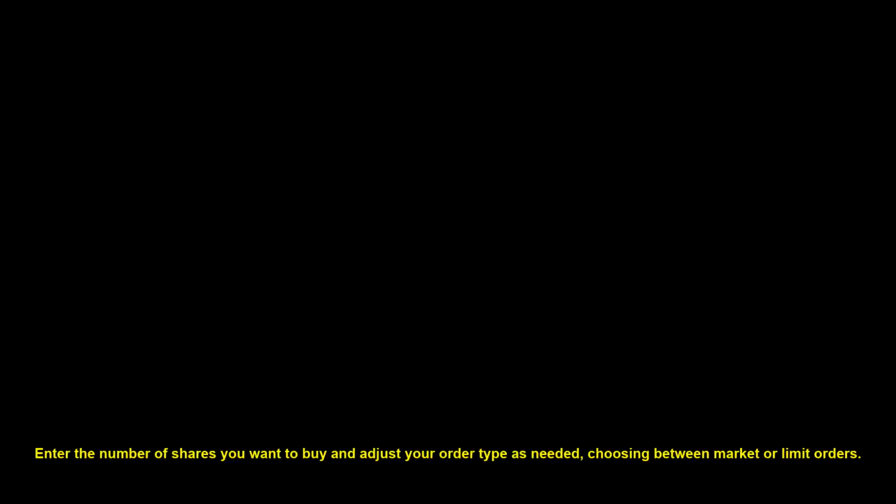Select Buy and input the ticker symbol of the stock you wish to purchase. Enter the number of shares you want to buy and adjust your order type as needed, choosing between market or limit orders. Review your order details carefully to ensure everything is correct.